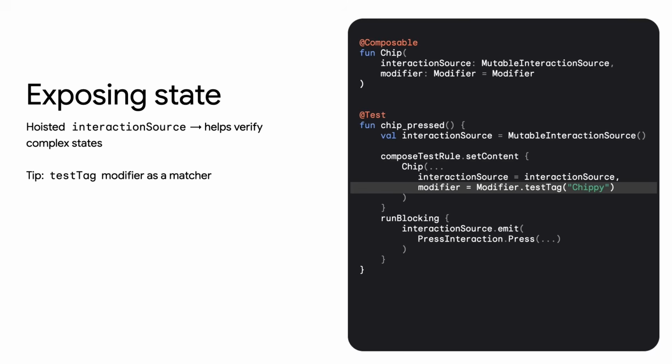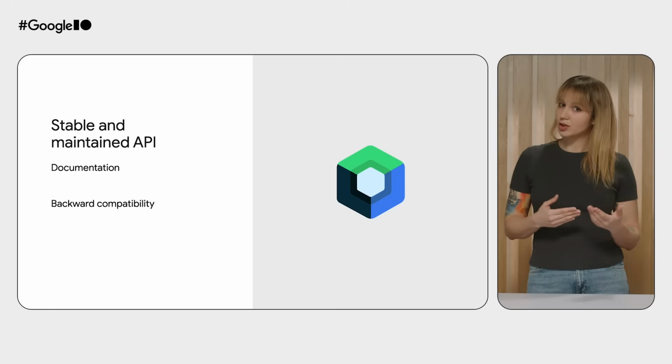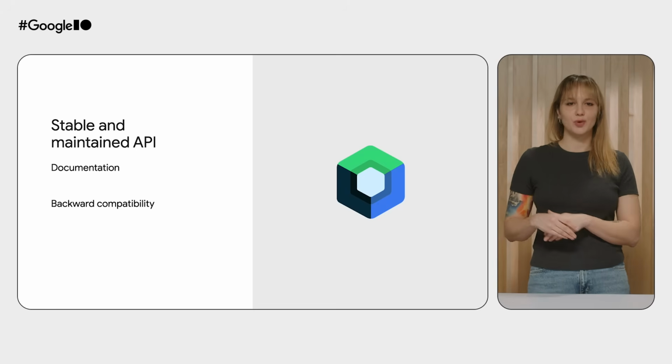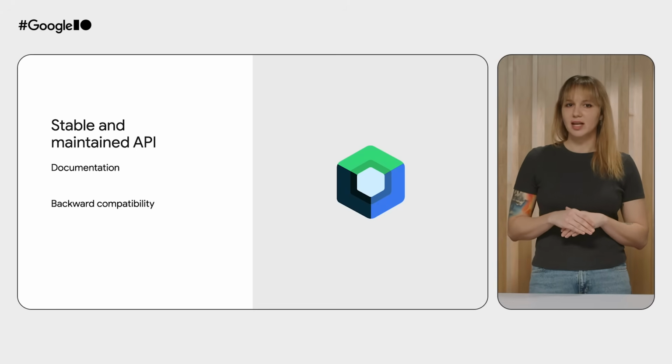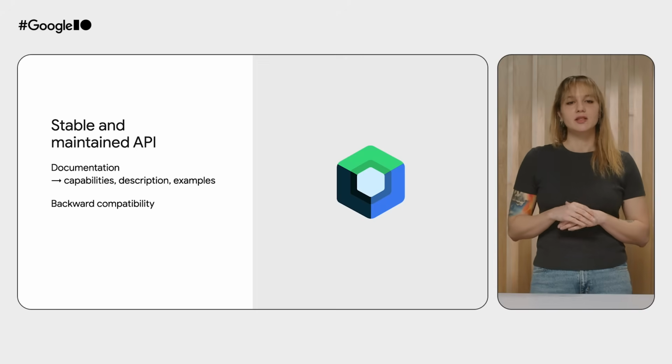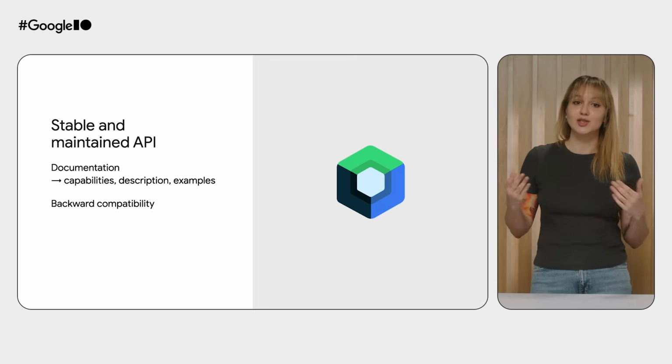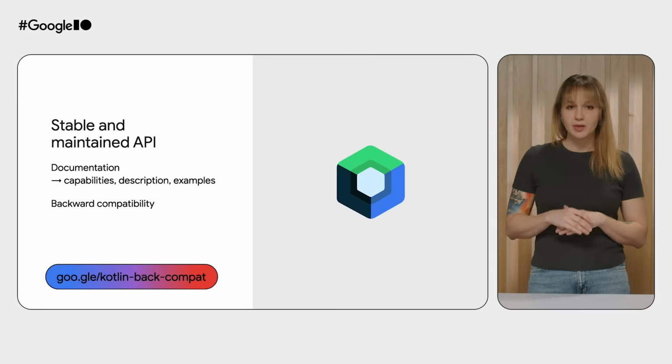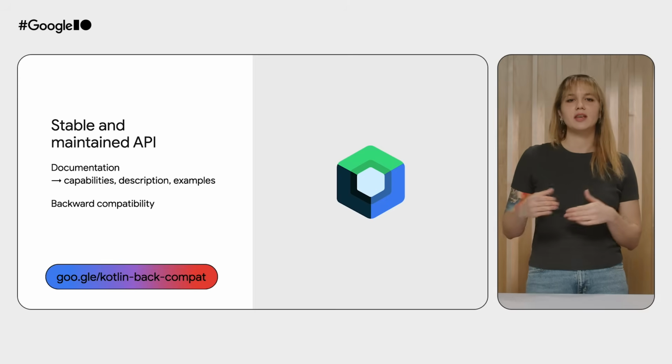Having the modifier parameter allows API users to pass the test tag, which also helps identify the element in tests when other matchers are not specific enough to find it. For long-term stability and maintenance of your API, consider writing appropriate documentation and, if you're developing for external usage, ensure backward compatibility is supported. Documentation should follow KDoc guidelines, should clearly communicate the API's capabilities and purpose, describe its parameters and expectations, as well as usage examples. For in-depth backward compatibility guidelines, refer to the official documentation.